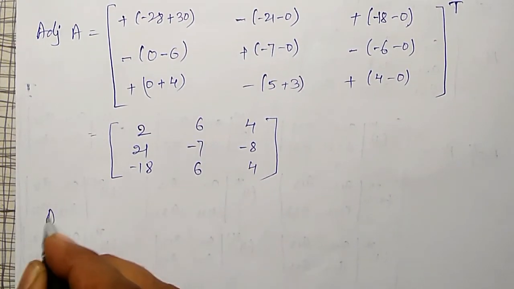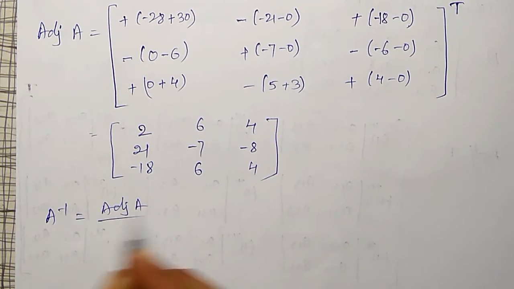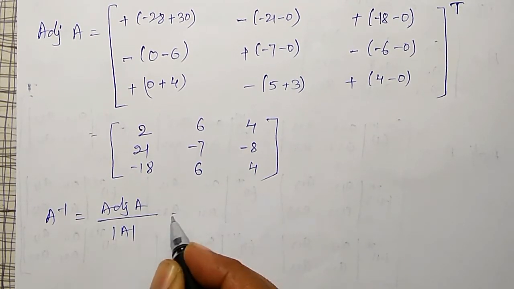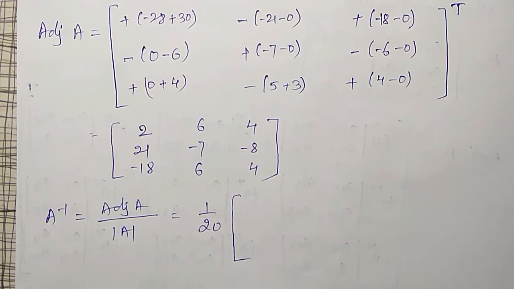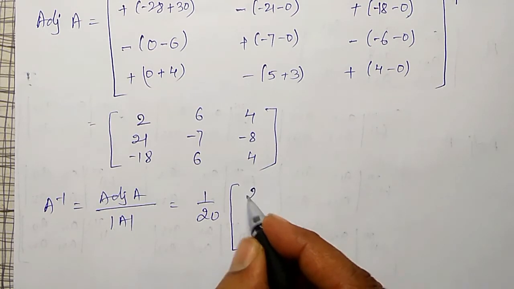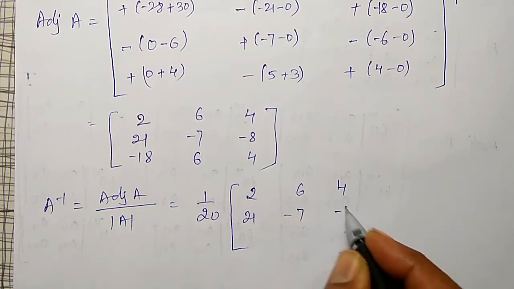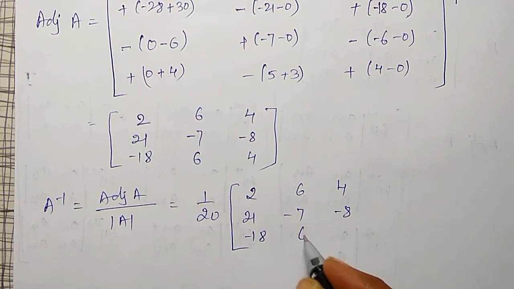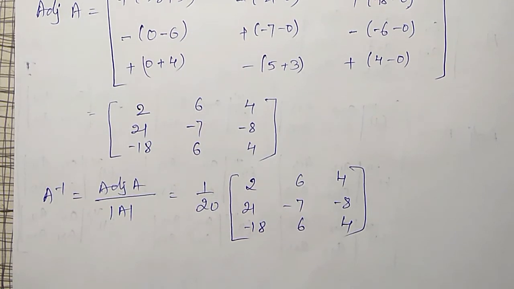Then A inverse is given by adjoint of A divided by determinant of A. That is 1 by 20 into |2, 6, 4; 21, -7, -8; -18, 6, 4|. This is the required inverse. The same thing I will calculate from the calculator, and I will show you.